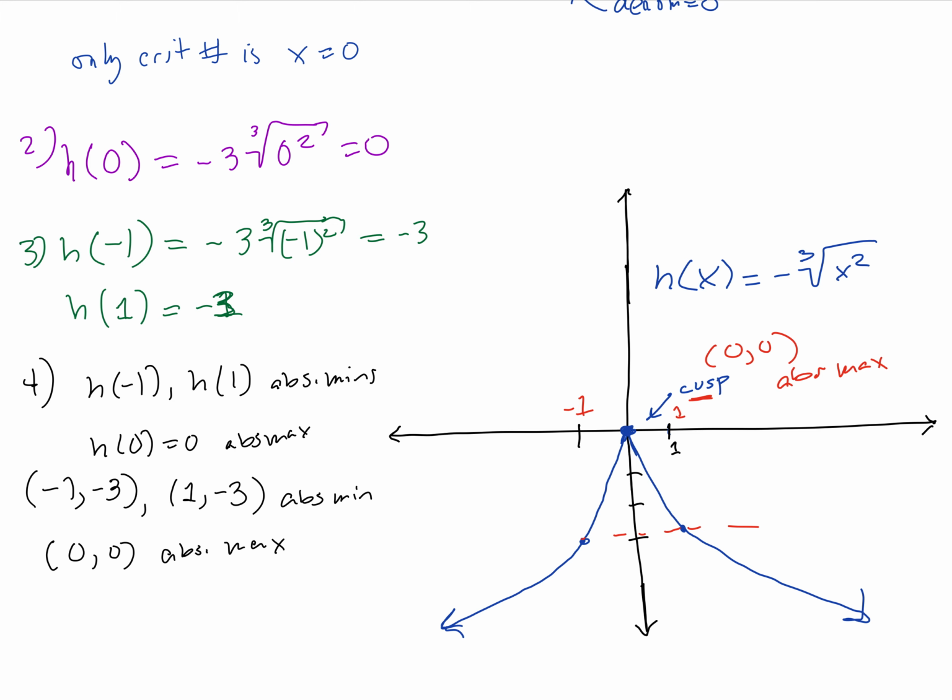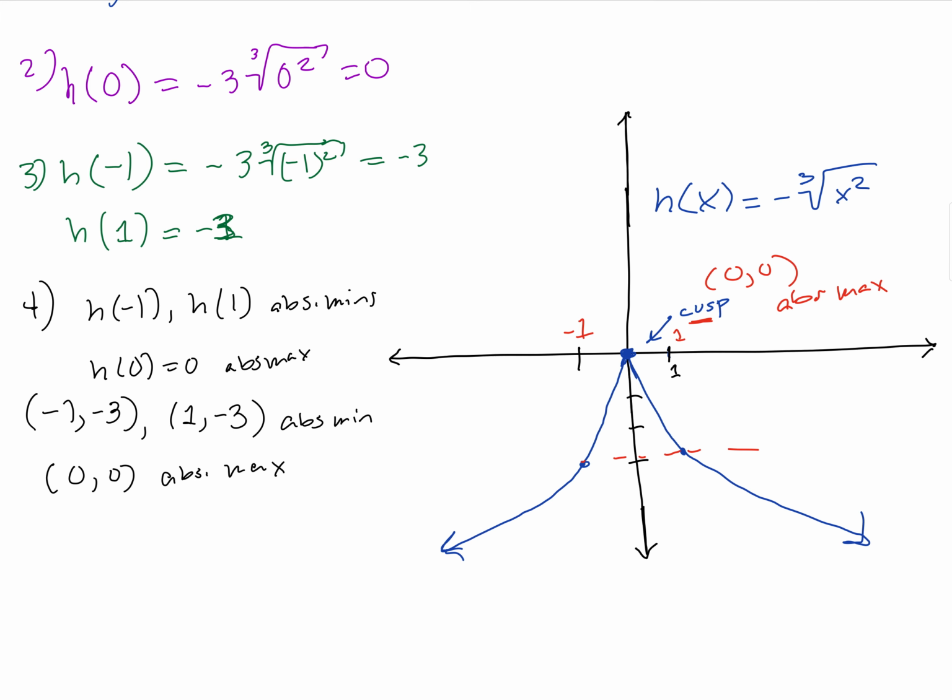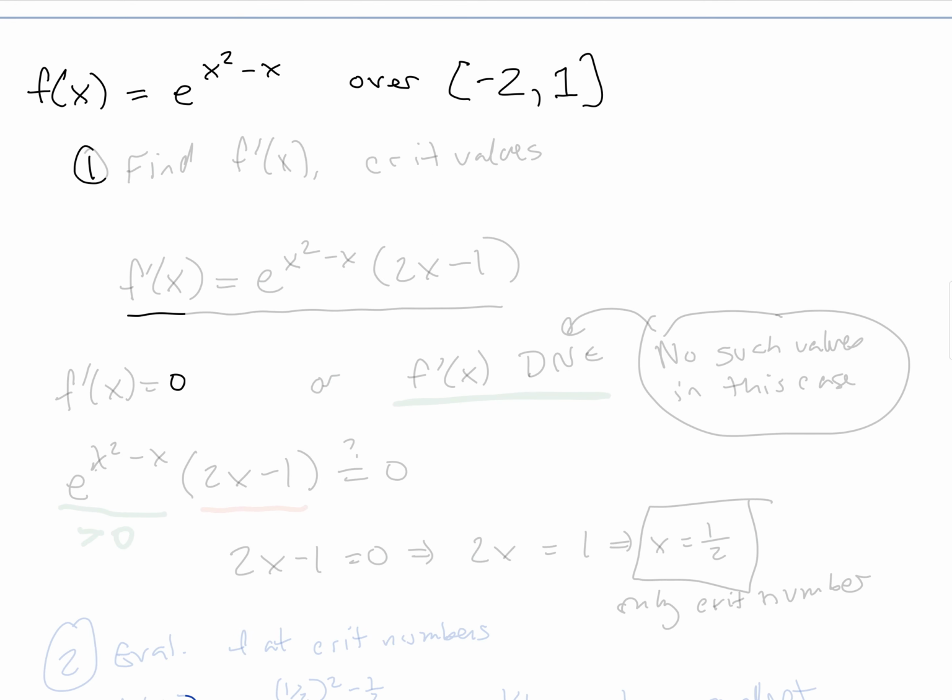Our next function, f of x equals e to the x squared minus x. So first we are going to find the derivative, f prime of x, and any critical values or critical numbers. So f prime of x, we're going to need the chain rule here. The derivative of e to the something is e to that something multiplied by the derivative of the inside function. That's 2x minus 1 in this case.